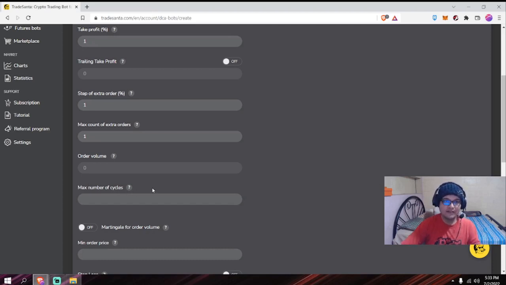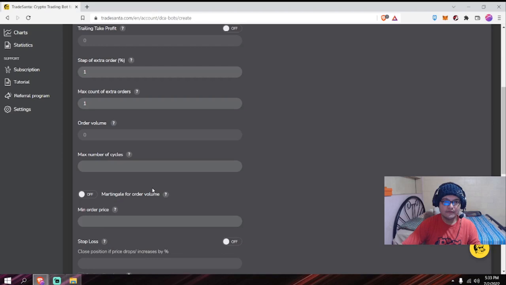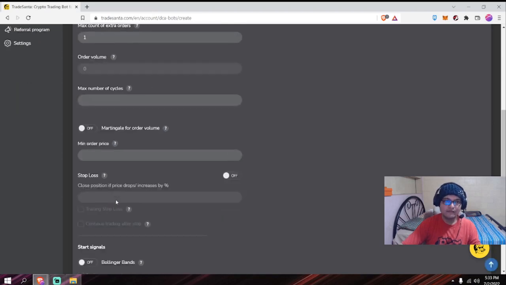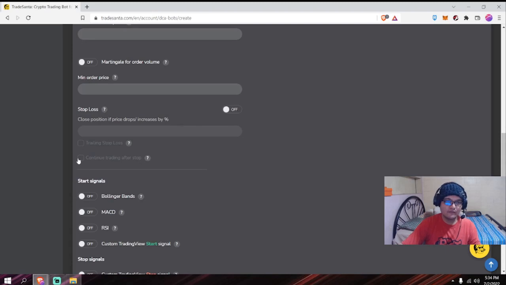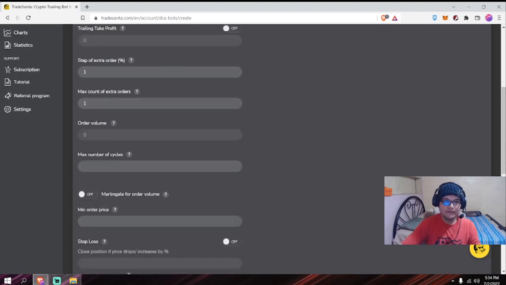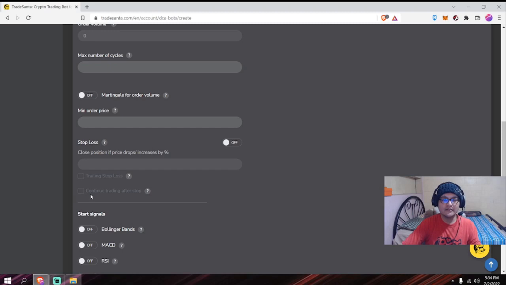So if you set 100 and it executes 100 times, if you go long, it will buy the coins 100 times. You can martingale. You have a minimum order price. You have the stop loss, of course. If you have the take profit, you have the stop loss. You can go trailing, and you can go unlimited. If you don't set the number of cycles, you can set it to trade unlimited times, as much as you want.